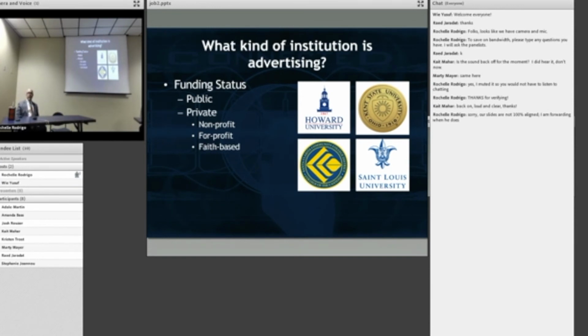Those are essentially state-supported, state-affiliated. Sometimes you may hear the term state flagship institution. These are the ones that are dependent in some way on an appropriation from a state legislature. Okay, those are the publics.